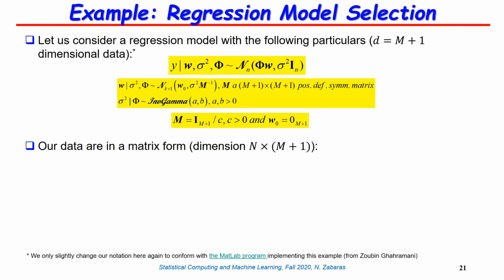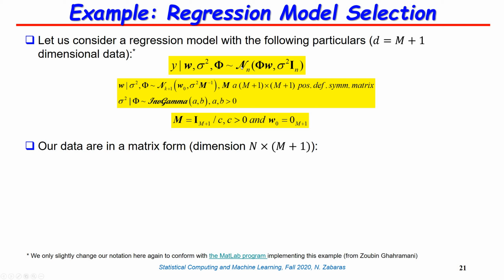Okay, let me go through the last example. I'm doing a lot of examples so that you can see that the algebra, at the end of the day, does look the same, even if you change your prior models a little bit here and there.